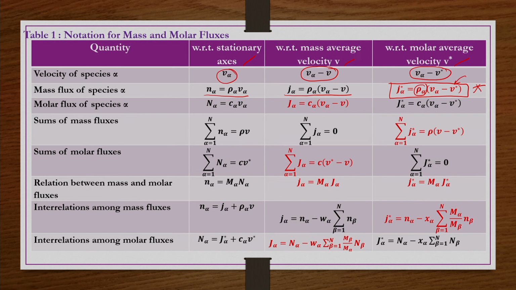Similarly, molar flux of species alpha, if you write with respect to stationary axis, capital N alpha is equal to C alpha V alpha, and with respect to the molar average velocity it is capital J alpha star is equal to C alpha times V alpha minus V star. We are writing molar fluxes, but the middle column is with respect to the mass average velocities. So, that is the reason this is represented in red font.